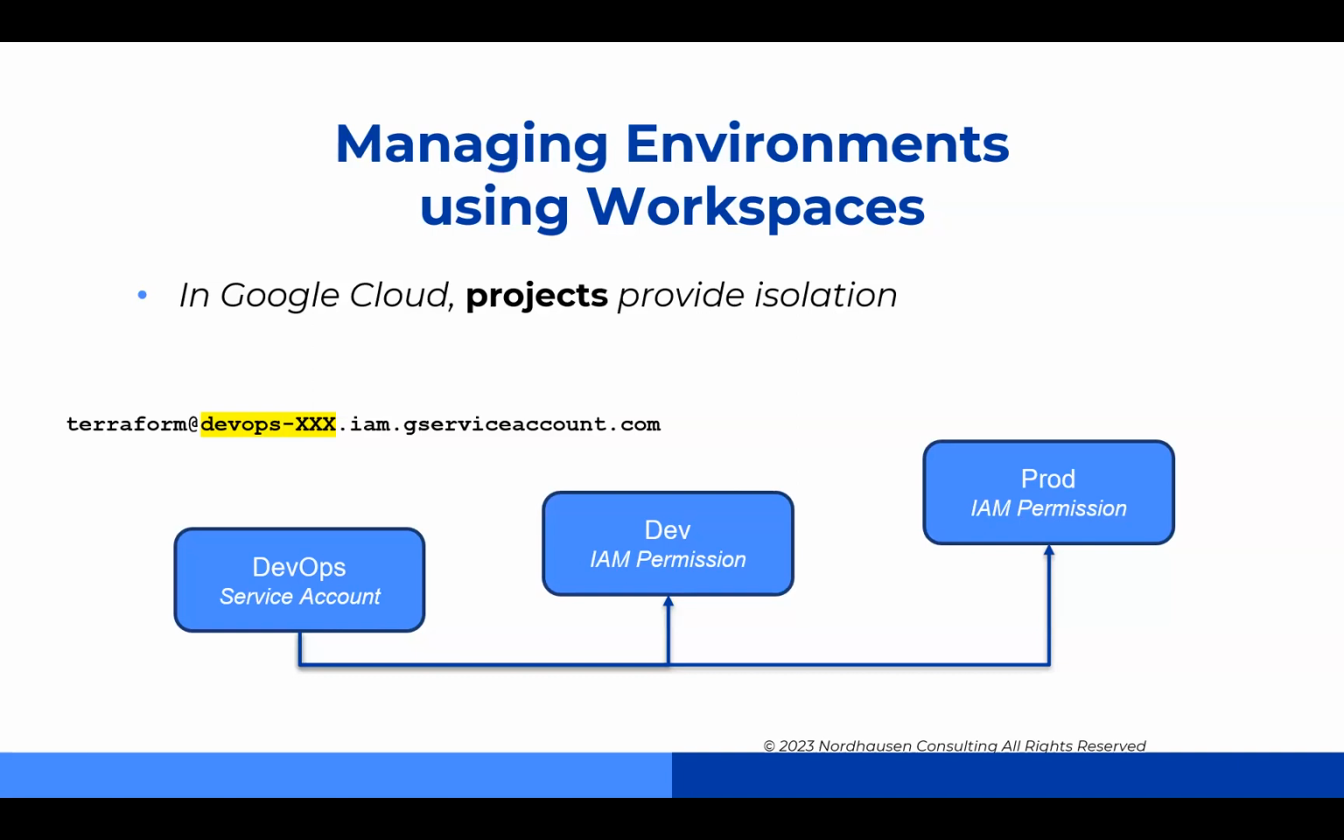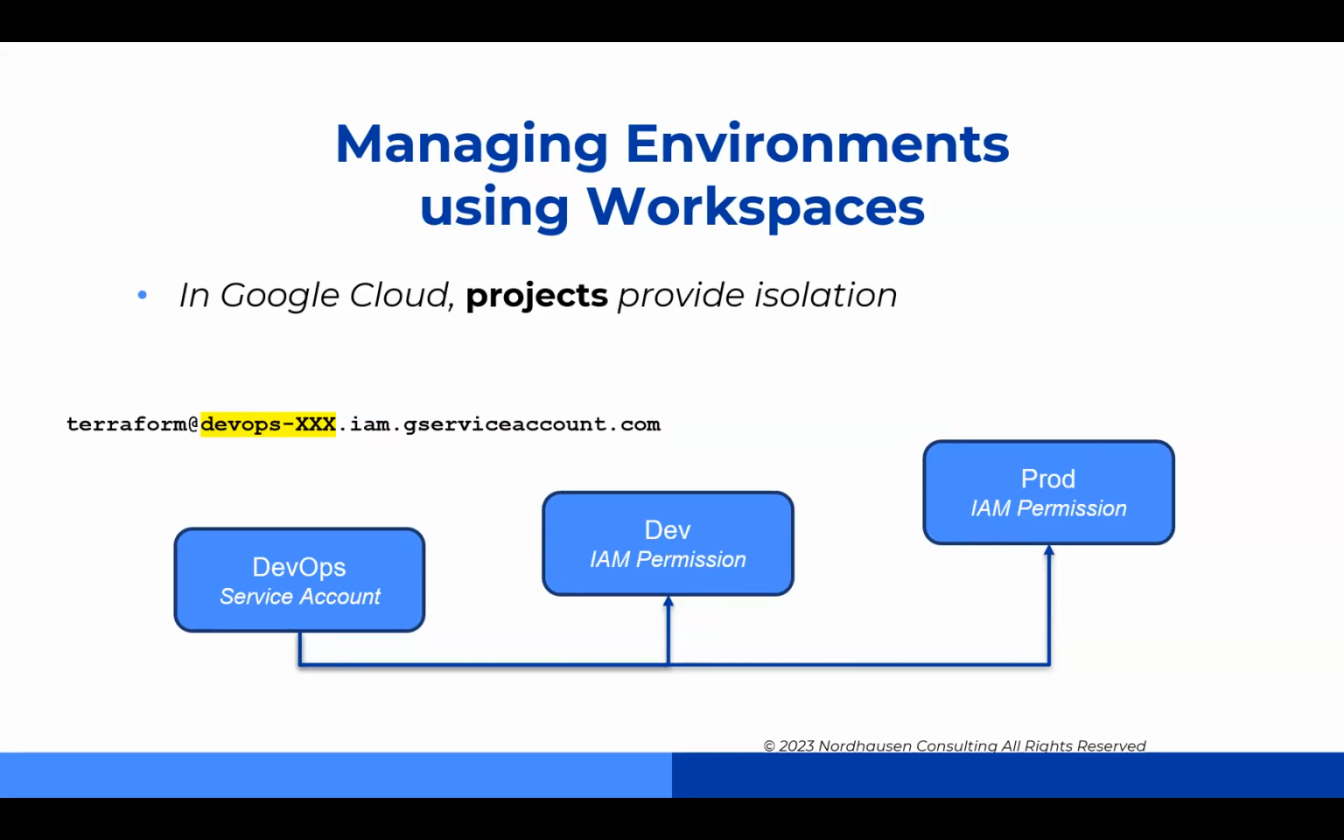And the reason why you can do that is that in Google Cloud, projects actually provide that isolation. So what you can do is create a DevOps project. In my DevOps project, I create a service account. So this is the service account. And then I have two different projects, my dev and my production project. And in those projects, I give permission to that service account to create resources.